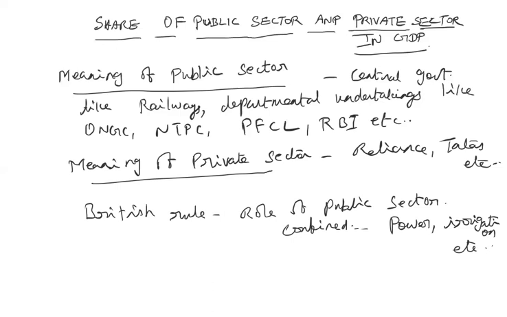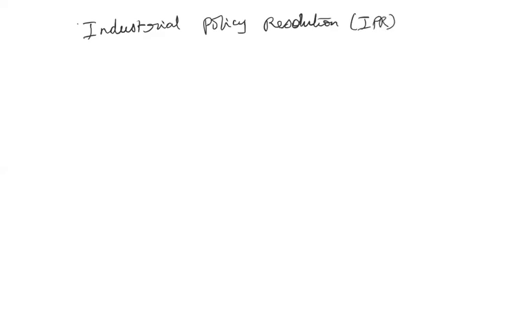But after independence, the government passed two industrial resolutions. One is the Industrial Policy Resolution, IPR, in 1948. Basically, the industrial policy resolution provides the framework for the pattern of industrialization that has to be adopted in the country.